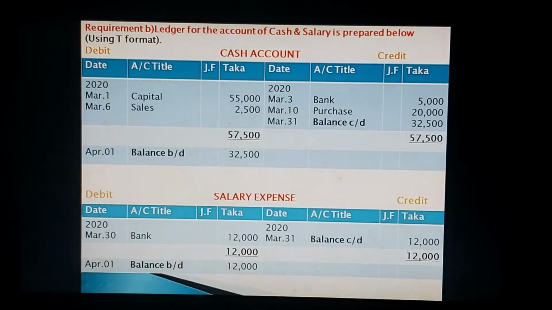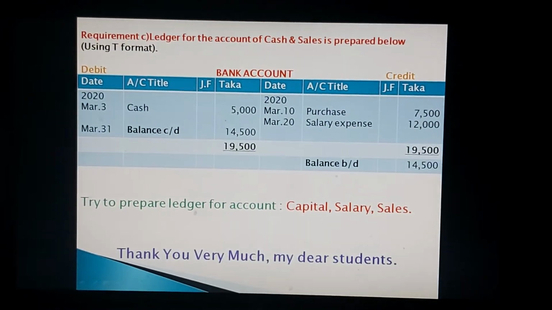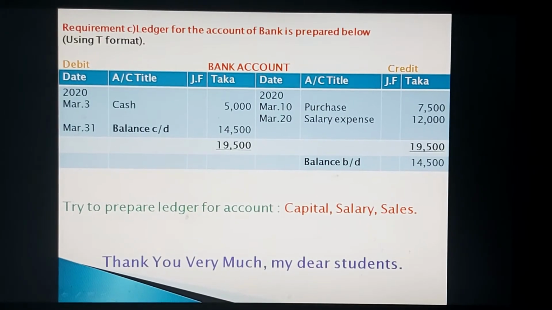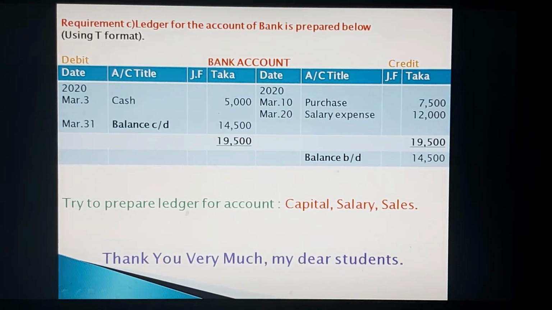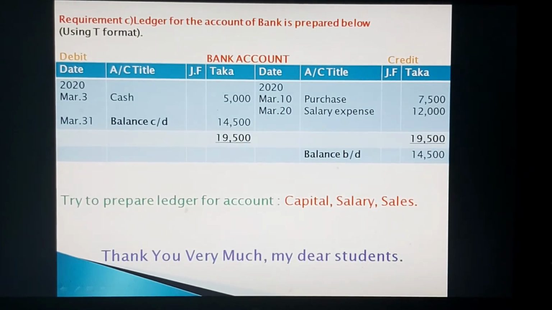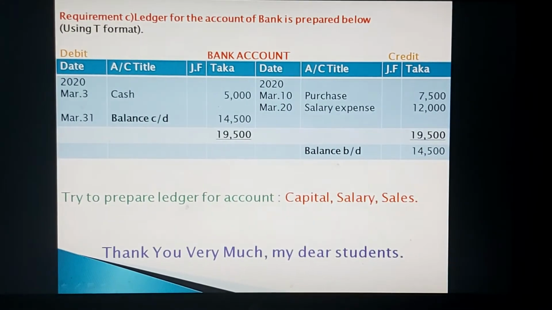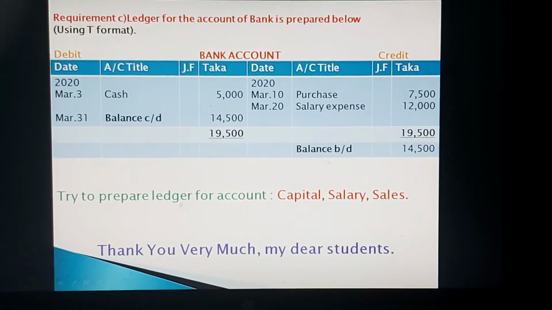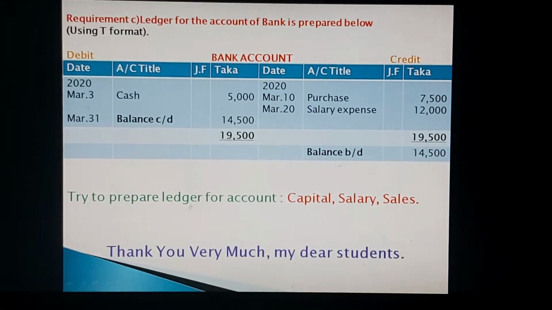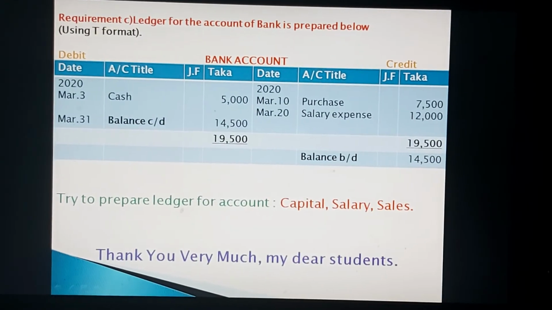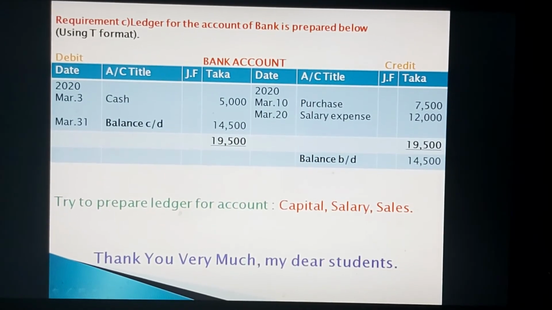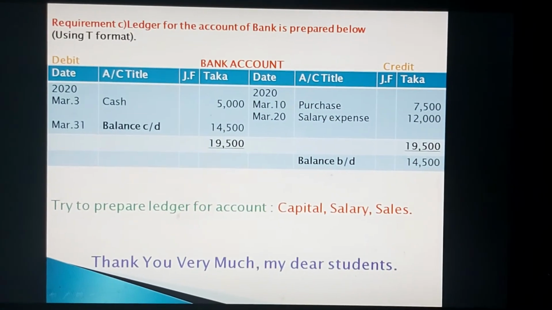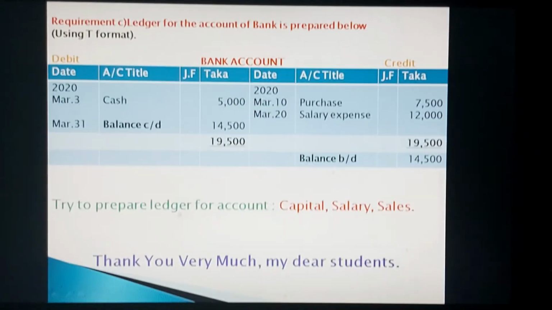Okay, now you can go to the next slide. Requirement C. Ledger for the account of bank is prepared daily using T format. Okay, there are two sides, debit side and credit side. In debit side totally 4 columns: date, account title, journal folio, taka. In credit side 4 columns also: date, account title, journal folio, taka.